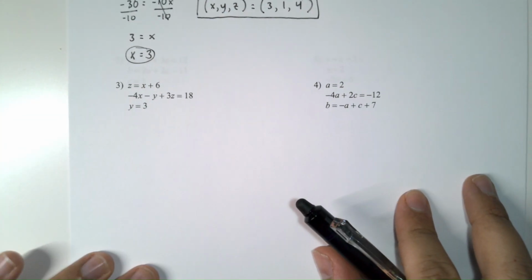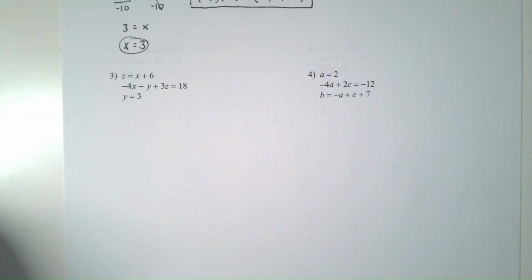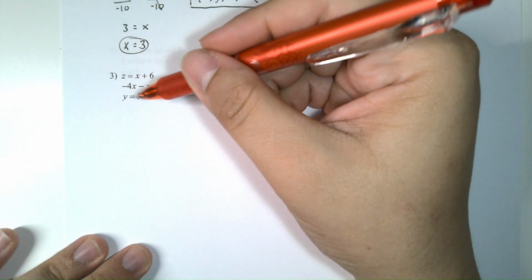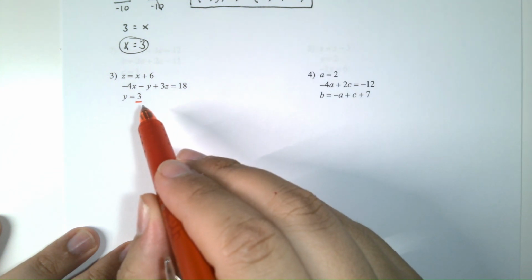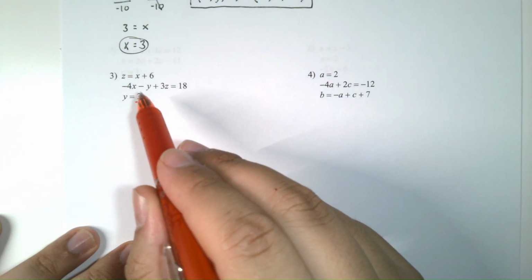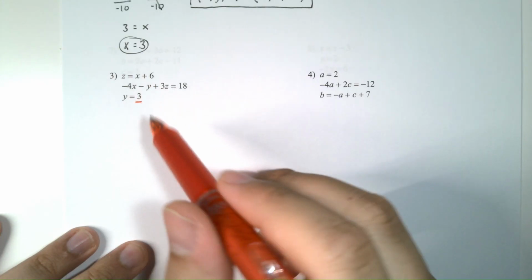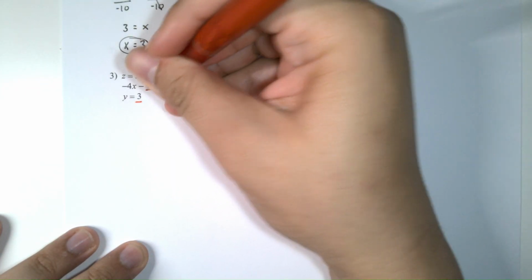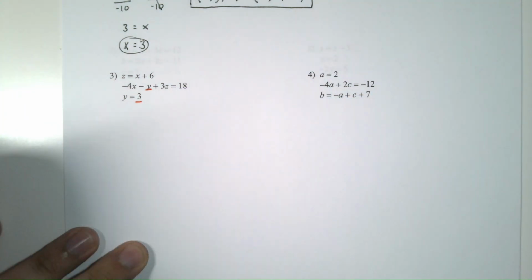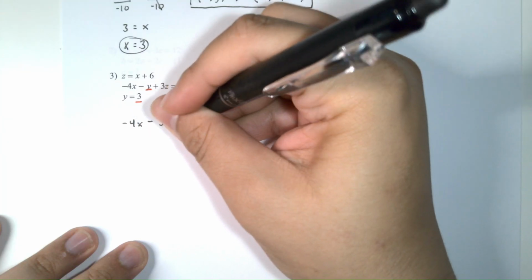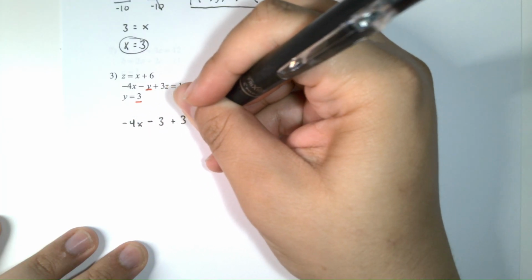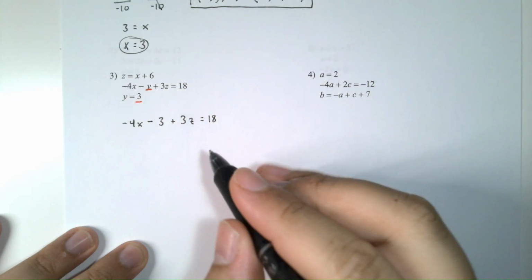Number 3 is pretty similar. We're going to find the simplest equation we have. In this case, we're already given that y is equal to 3. And we're going to take this 3 and plug it into the other two equations if possible. Now, the top equation doesn't even have a y, and that's kind of nice. So really, we only have this y right here that we need for the second equation. If we substitute that in, the second equation is going to become negative 4x minus, instead of y, I'm going to write minus 3. Then plus 3z is equal to 18.